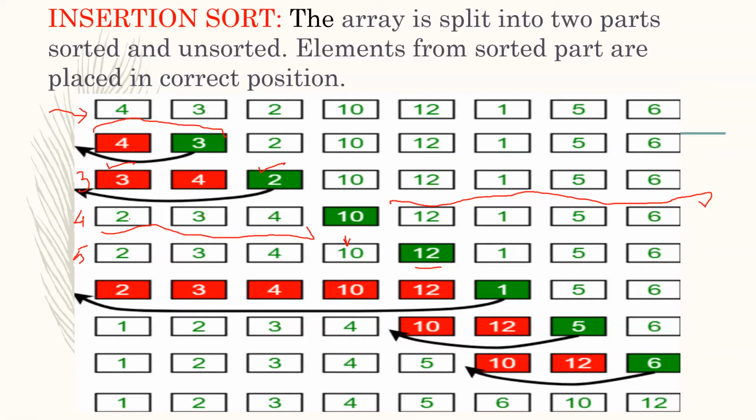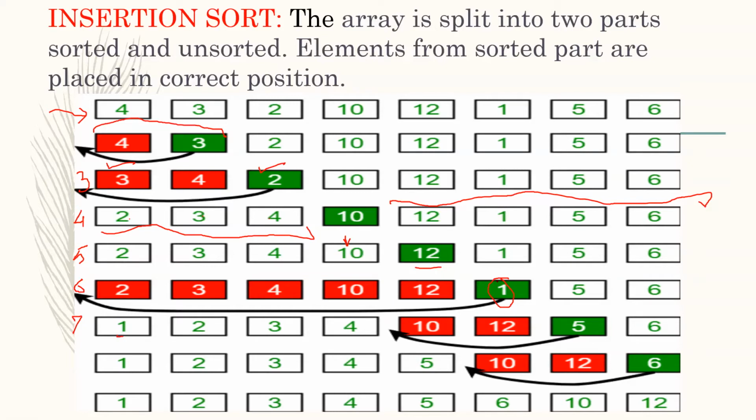Coming to the next element, this is the sixth step. Here the element is 1, right? 1 is smaller than 12, 10, 4, 3, and even 2, right? So 1 should come at the first position. So according to the given array, in the seventh step, the first element is 1, then 2, then 3, then 4, and then 10, and then 12.